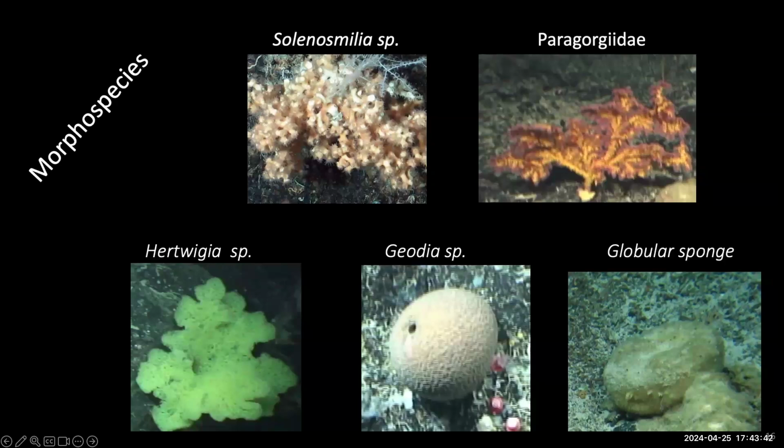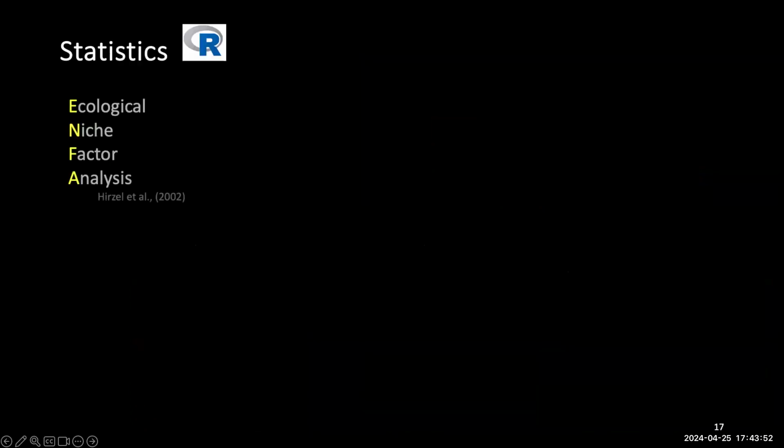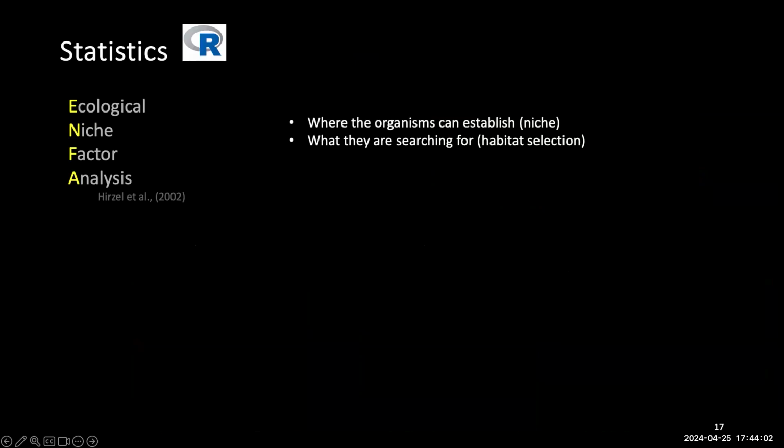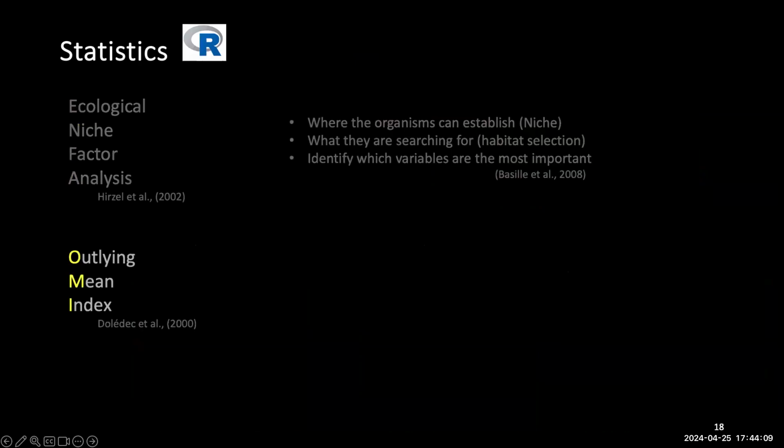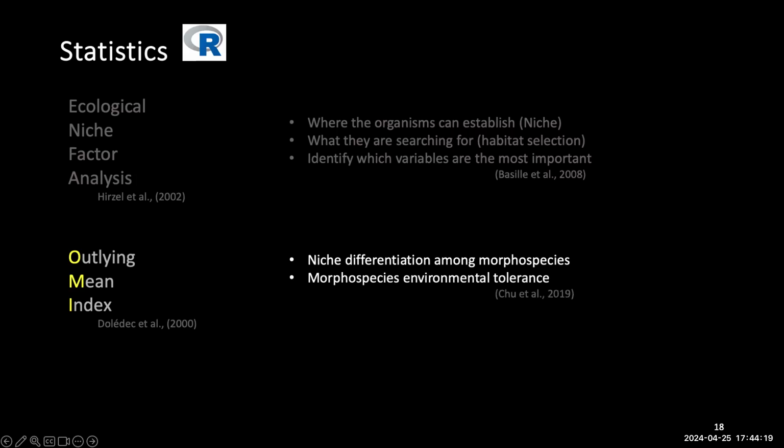The morph species I studied were Solenosmilia, some species of the family Paragorgidae, Herwigia, Geodia, and globular sponge. I used multivariate statistics, in this case, ecological niche factor analysis, that helps me to understand where the organisms are established, so the niche, what they are searching for, so the habitat selection, and identify which variables are the most important for each organism. Then I used the outlying mean index to understand if there is niche differentiation between and among morph species, and also the tolerance of the species to environmental change. To see if what I found was significant, I used permutation tests, in this case, Monte Carlo with 999 permutations.